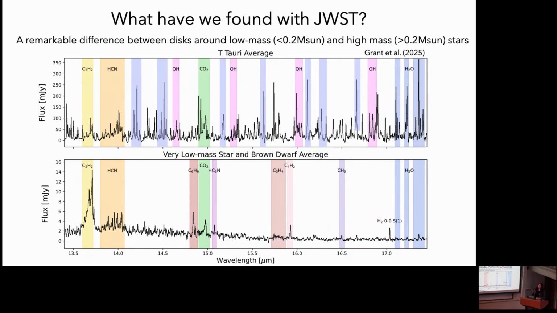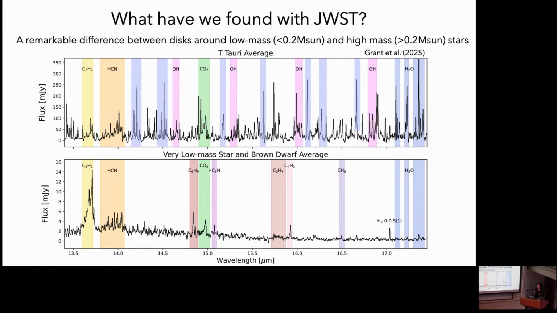But one of the remarkable discoveries that we have made, which we also knew from Spitzer before, is the difference when we look at lower mass stars. This is less than 0.2 solar mass, and this is higher than 0.2 solar mass, so this is an average of how this looks. And you can see that most of those water lines disappear almost completely. Instead, the spectrum is dominated by hydrocarbons or, in general, carbon carriers.